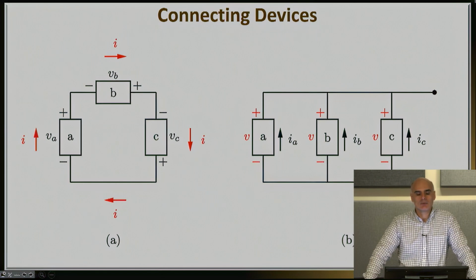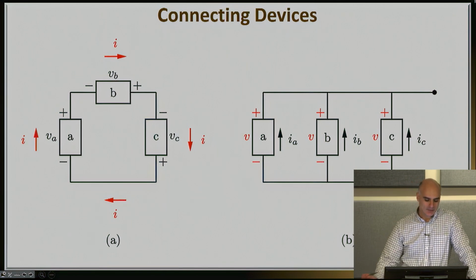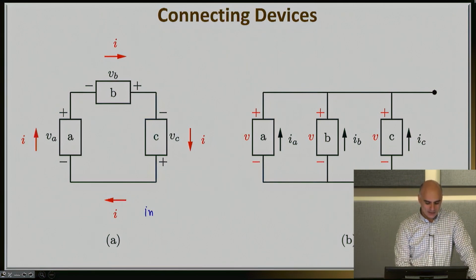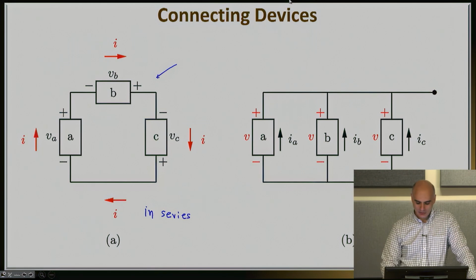In general, when we talk about connecting devices, there are many different ways we can consider, but in this class in particular, I'm going to focus on two main ways, which honestly are the two most common ways of connecting devices. One of them is called connecting devices in series, and an example is shown right here. And the other one is called connecting devices in parallel, and an example is shown right here.